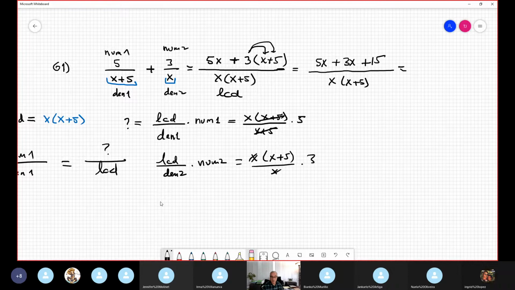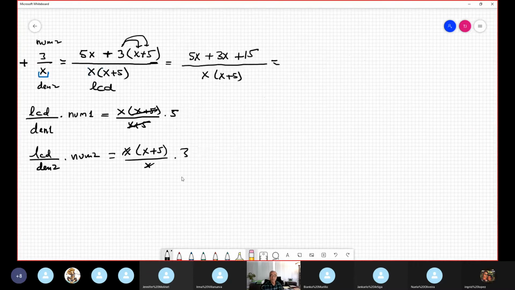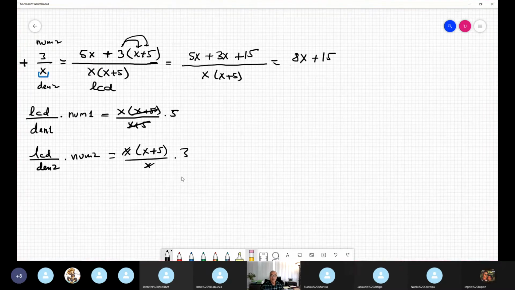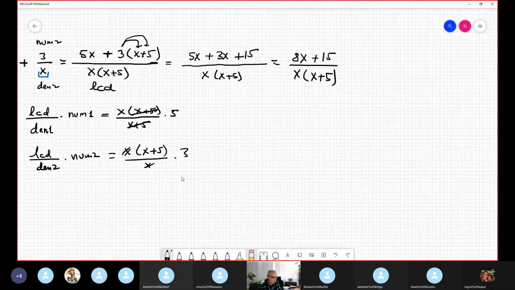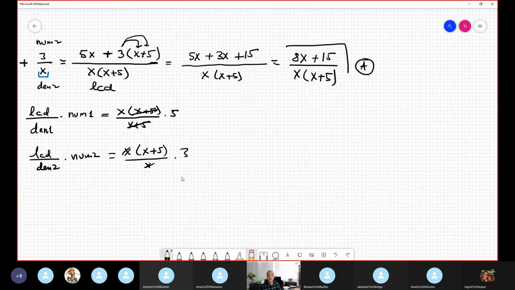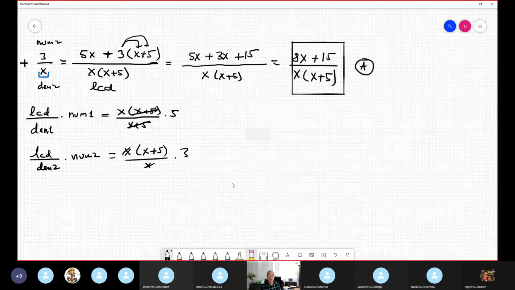In this case, in the top, we combine 5 plus 3 is 8 plus 15. In the bottom, you can leave it like that or distribute it again. At this moment, I take a look at the options that we have: 8x plus 15. Oh, it's 8. I got it. Final answer. Any question? What part is confusing?